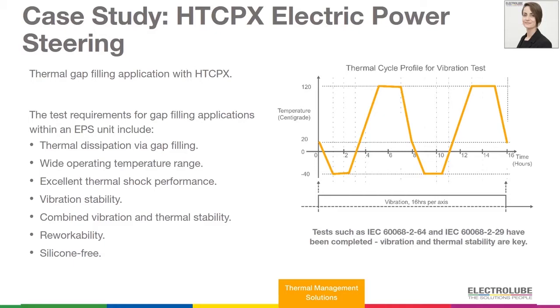So you don't always need to have a curing product to achieve gap-filling applications, but you do need a specialist type of material. For example, we would not recommend HTCPX as a thermal interface material at around 100 microns. It's very thick and it wouldn't apply in a nice even film like some of the standard thermal greases would.